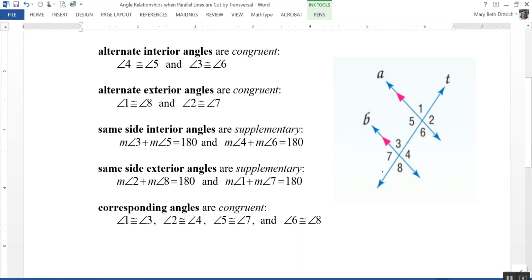Same side interior angles are supplementary. So that would be angles 3 and 5. So they're on the same side of the transversal and they're on the interior, and those are going to add up to 180, as are angles 4 and 6.